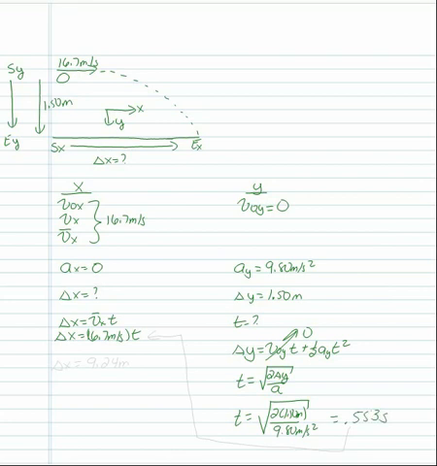0.553 seconds, which is the time it takes to hit the ground. That's also the time it takes to fly horizontally. So let's substitute that in over here. And when you substitute that in, you get delta x equals 9.24 meters, which is a solution to the problem.